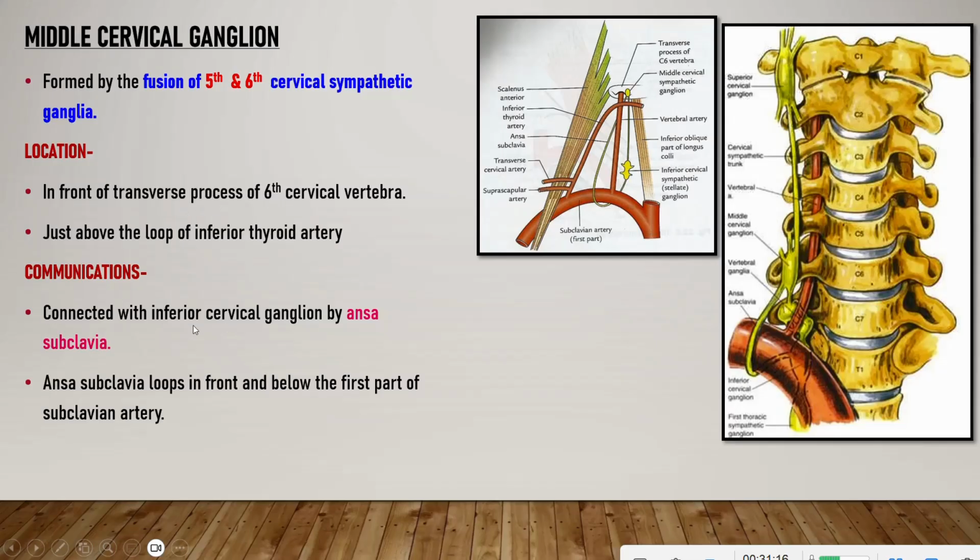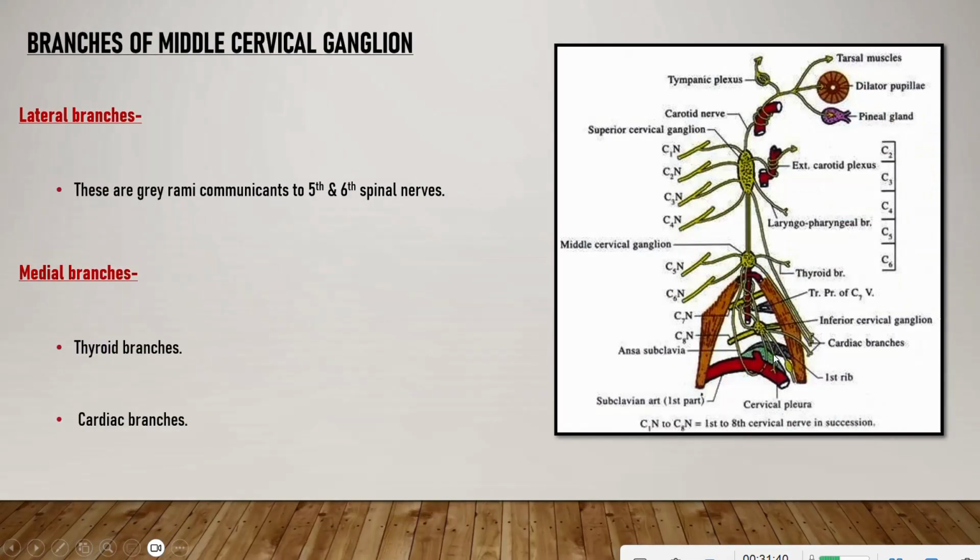Okay, communication, so it is connected with the inferior cervical ganglion by ansa subclavia. So you can see here the middle cervical ganglion, and it is communicating with the inferior cervical ganglion by ansa subclavia. Okay, ansa subclavia loops in front and below the first part of the subclavian artery. You can see here also the ansa subclavia.